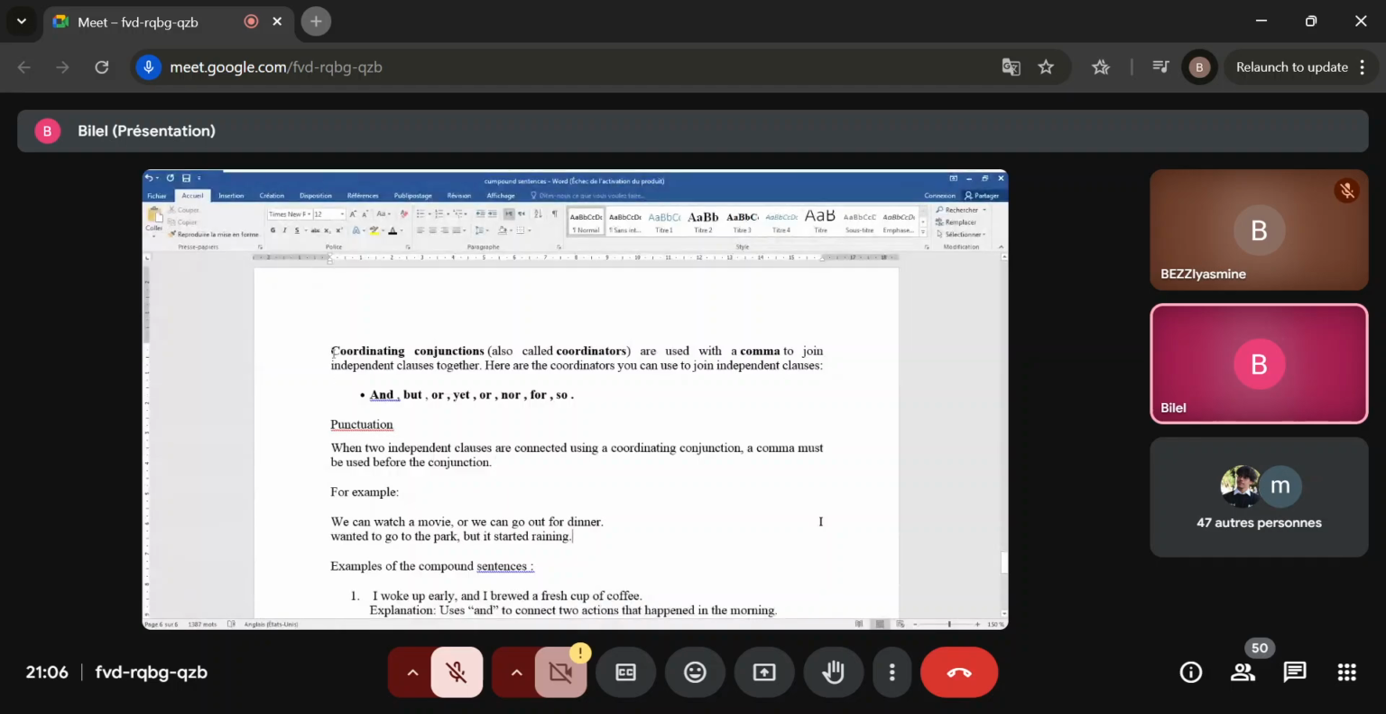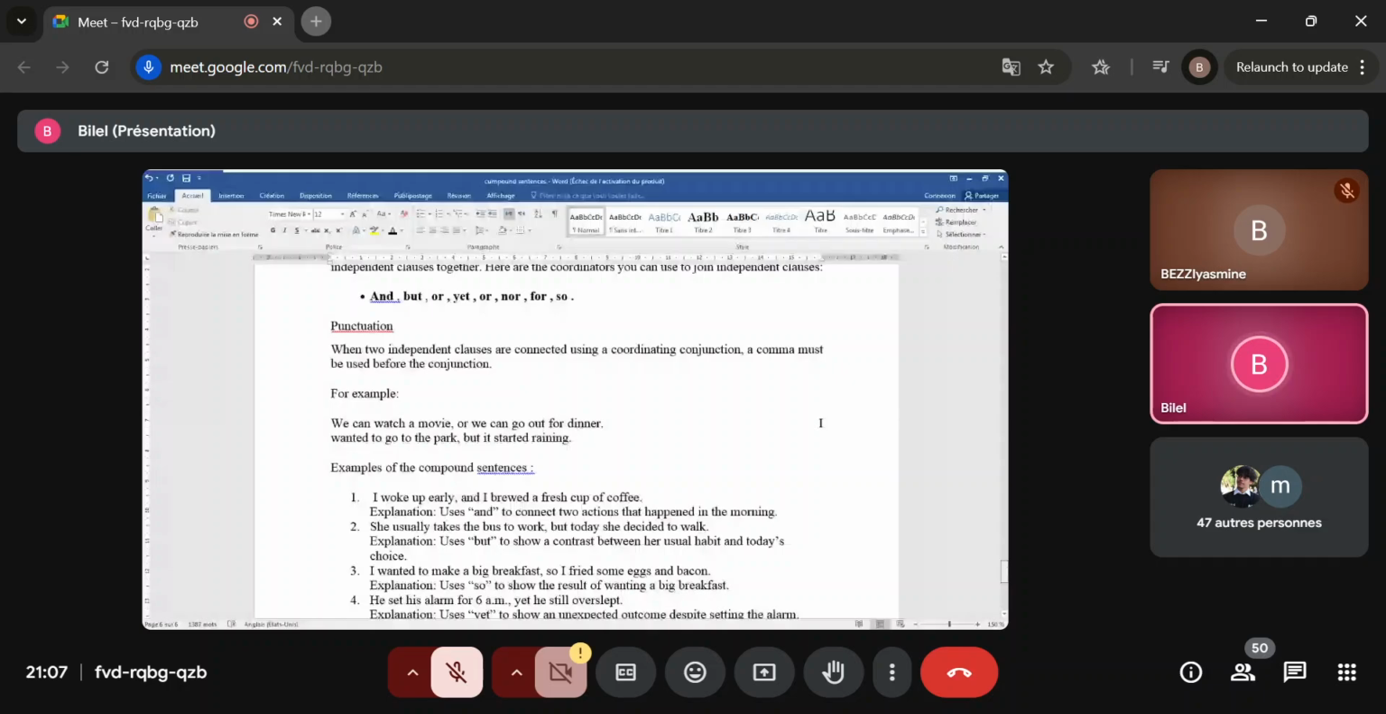Coordinating conjunctions, also called coordinators, are used with a comma to join two independent clauses together. Here are some coordinators that you can use to join independent clauses: and, but, or, yet, nor, for, and so. Here are, as you can see, some examples.